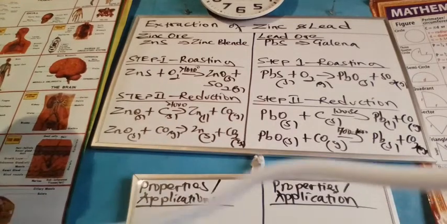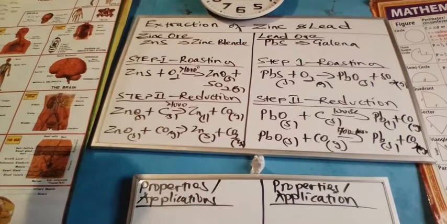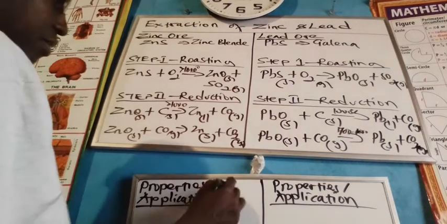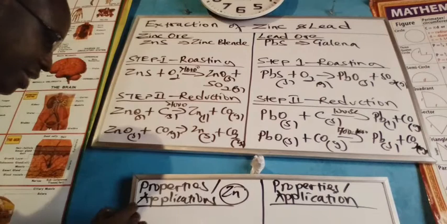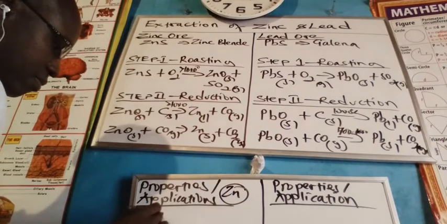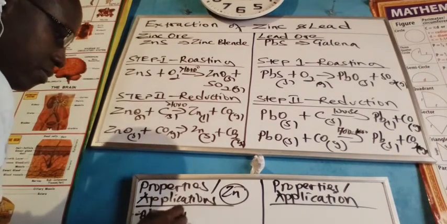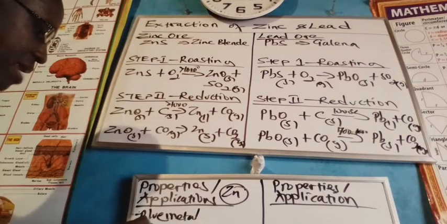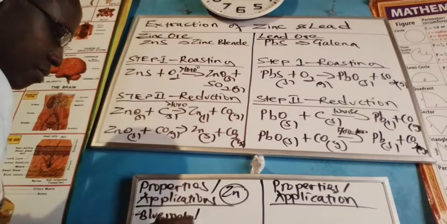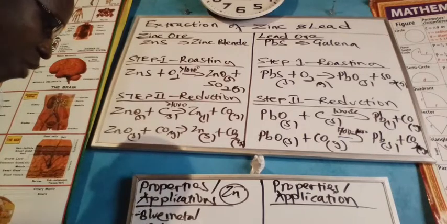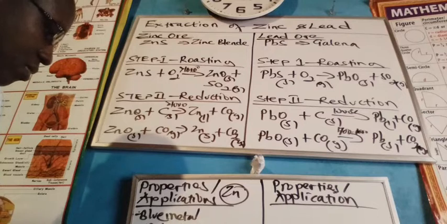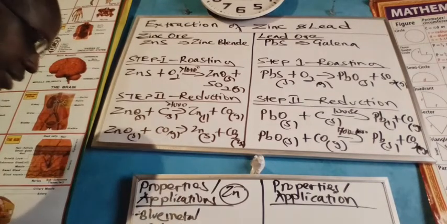What then are the properties of each of these metals? Let's begin with zinc. For zinc, we find that zinc is a blue metal. It is malleable. It is a poor conductor of both heat and electricity, and it is insoluble in water.